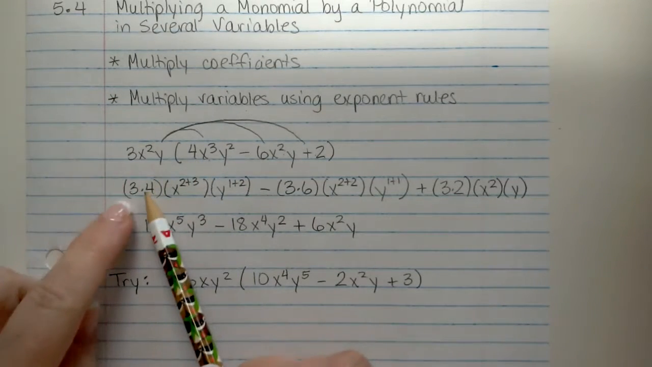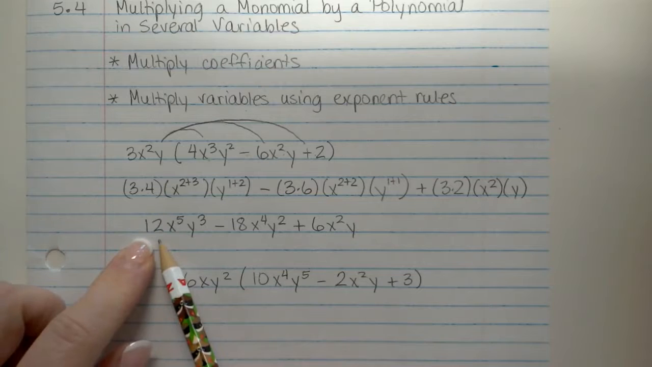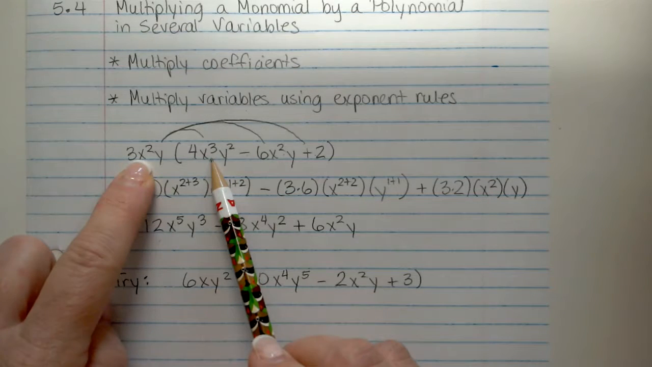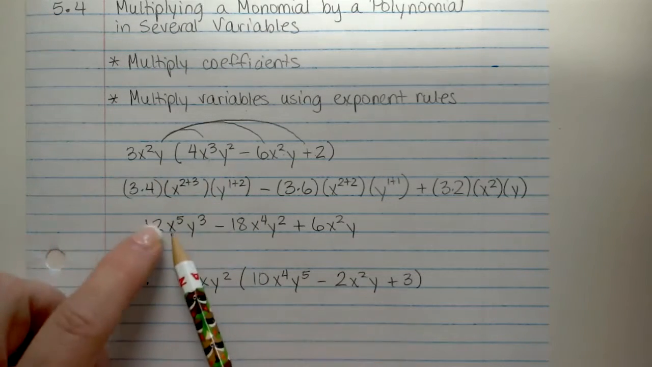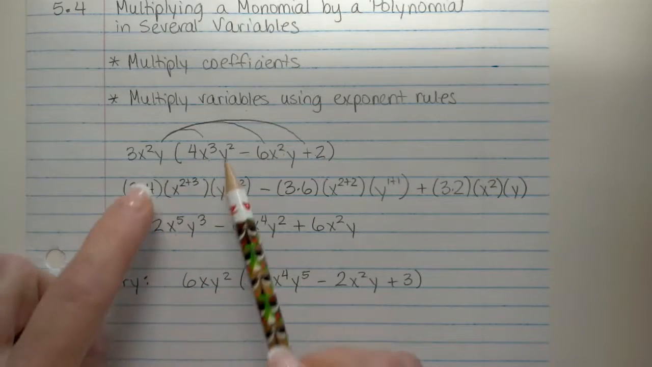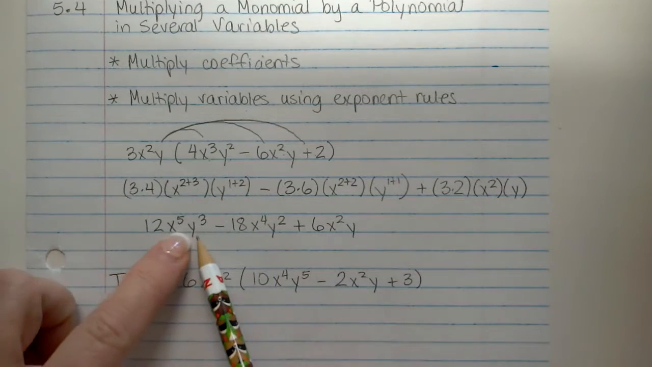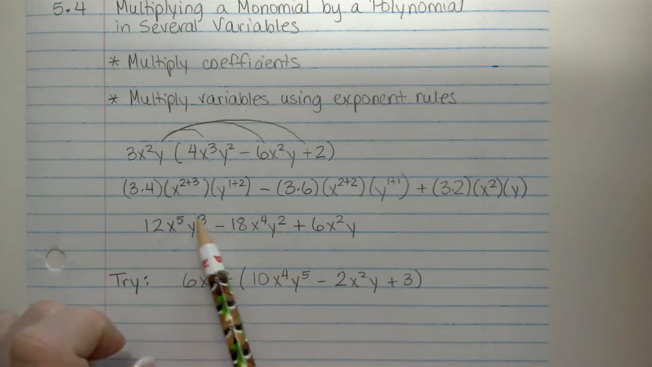So the 3 times the 4 gets pulled together to make a 12. An x squared times an x cubed, they're being multiplied, so you have 5 x's being multiplied. The y times the y squared means you have 3 y's being multiplied in this first term.